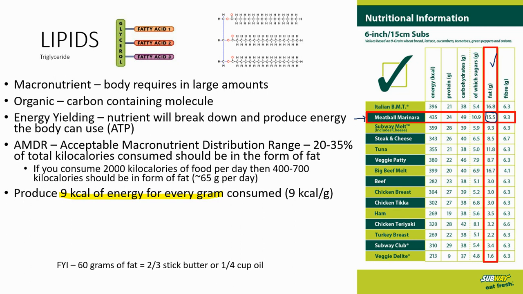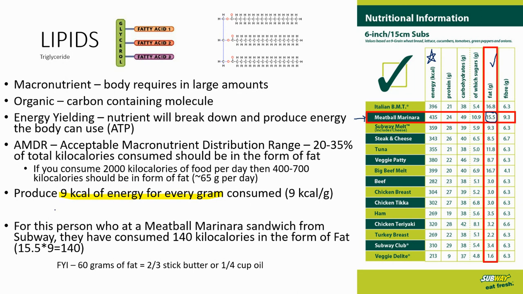So how are you going to calculate the amount of energy that you're going to get from that fat that you just ate? Well, you're going to use this relationship of 9 kilocalories of energy for every gram. You're going to take the grams, which was 15.5 grams, and you're going to multiply it by the 9 kilocalories of energy for a total of 140 kilocalories of energy. So what that means is, of this 435 kilocalories of energy that you're going to get from eating that sandwich, 140 kilocalories are coming directly from the fat section.